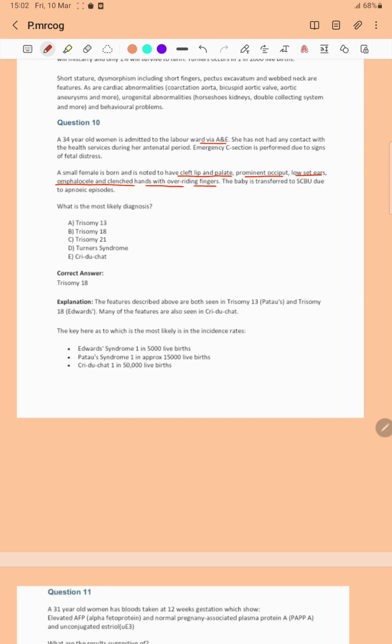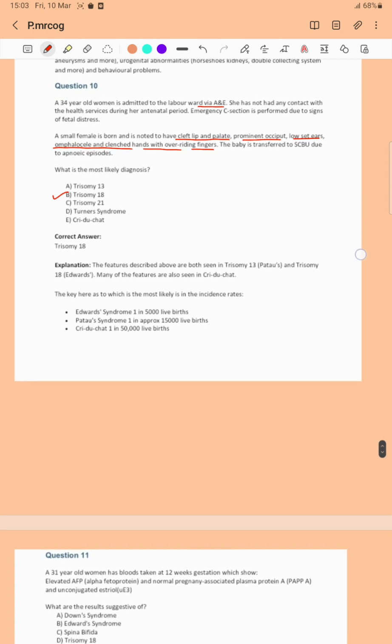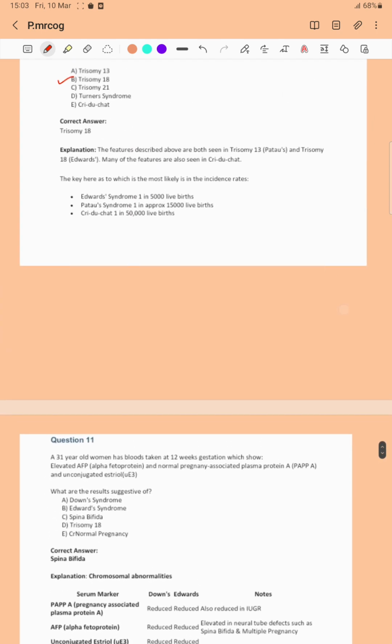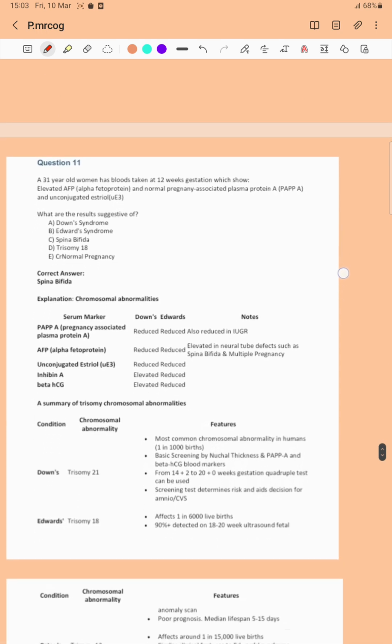Yes, it is trisomy 18. How? Because the features described here are seen in Patau and 18, but many of the features are seen in the others as well. The key here as to which is the most likely is the incidence rates: Edwards syndrome is about 1 in 5,000 live births, Patau is 1 in 15,000, and the other is 1 in 50,000 live births. So trisomy 18 will be the correct option.